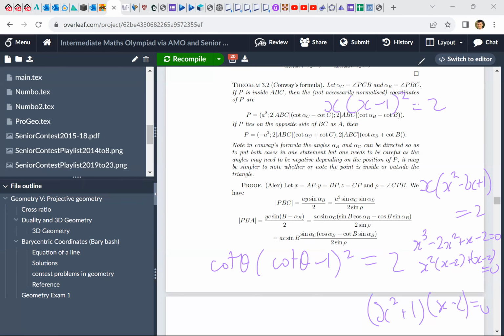I don't know. What's the solution to tan theta equals half? Great question. What's that answer? Yeah, that's it. That's the end of the question.